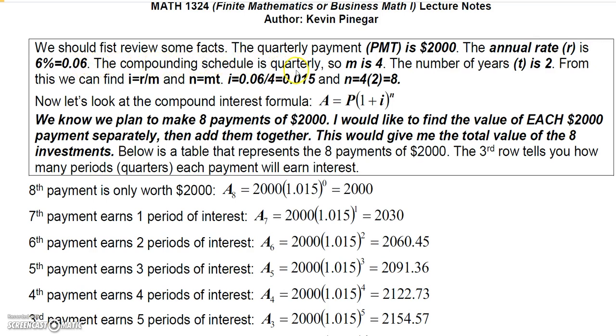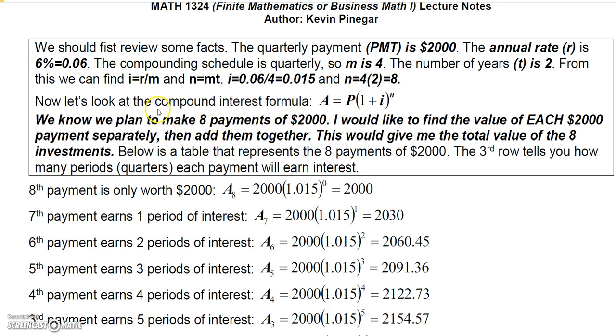The compounding schedule is quarterly, so we know M is 4, and the number of years T is 2. So from this we know that I, since I is just the rate divided by M, would be 0.06 over 4, which is 0.015. And since N is just the number of compounding periods per year times the number of years, N would be 4 times 2, which is 8.